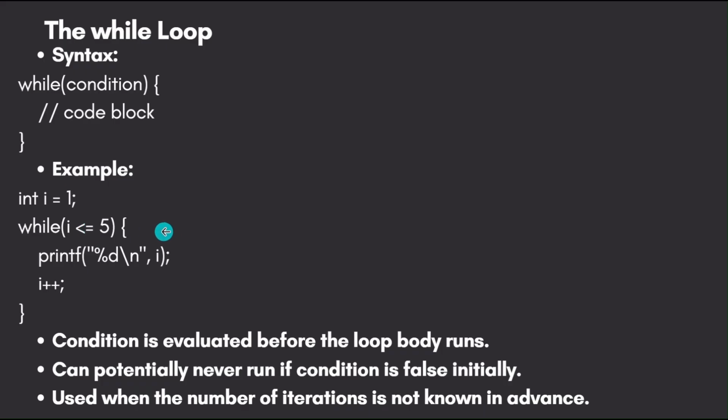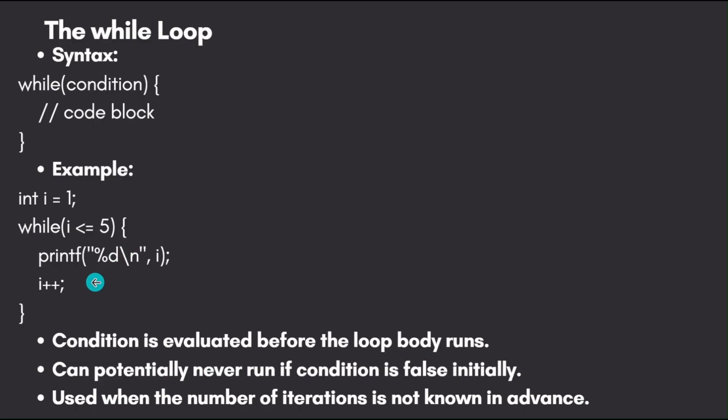This declares the integer variable i and initializes it with the value 1. While i is less than or equal to 5, this is a while loop that continues to run as long as the condition i less than or equal to 5 is true. In other words, the loop will keep executing until i becomes greater than 5.